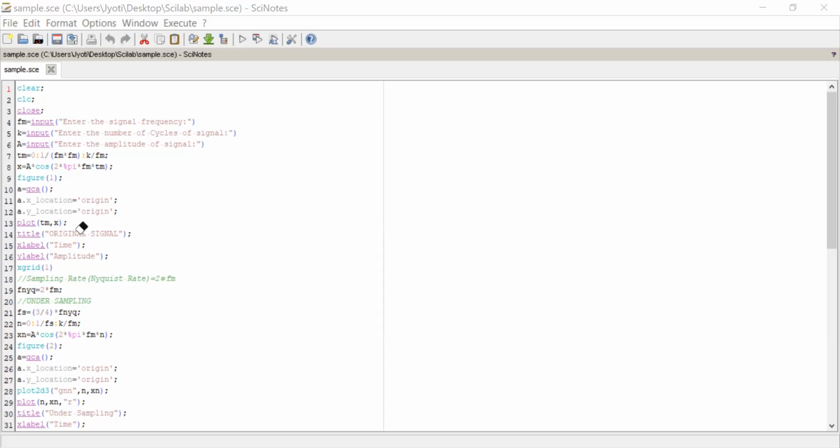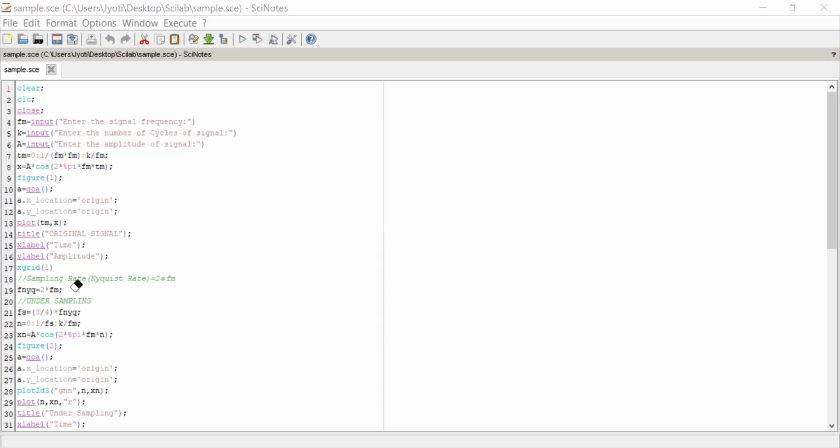Then title will give the title of the graph. The title is the original signal I have given here; any name you can give. xlabel, what is along the x-axis. ylabel, what is along the y-axis. Next, xgrid(1). For each division it will show a dotted line grid. After executing, I will show how the grids will look. This part will display the given input cosine wave.